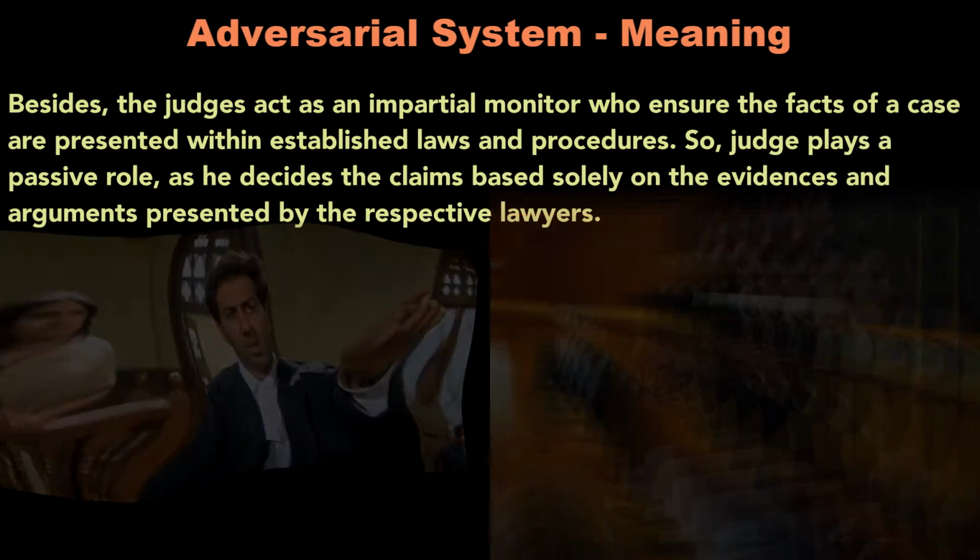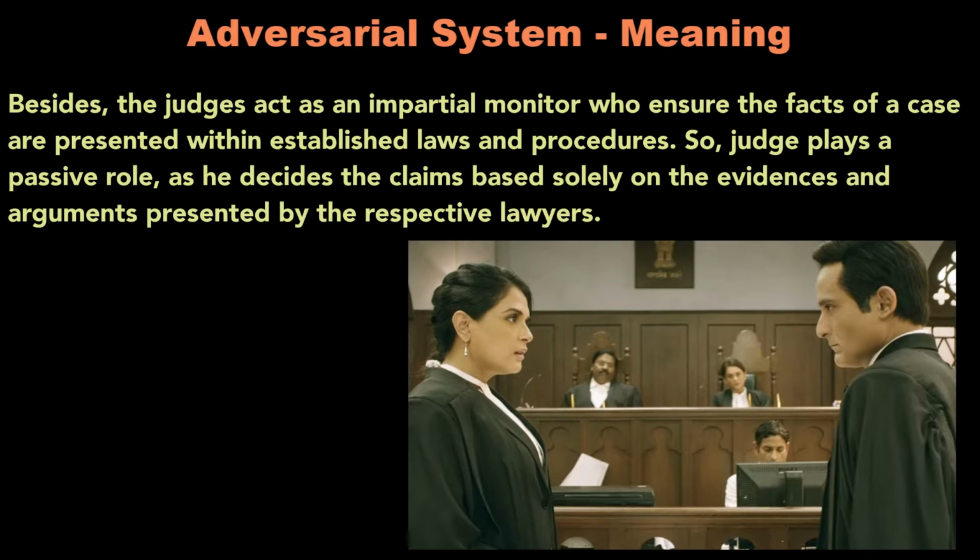Besides, the judges act as an impartial monitor who ensures the facts of a case are presented within established laws and procedures. So, the judge plays a passive role in the adversarial system as he decides the claims based solely on the evidences and arguments presented by the respective lawyers. So keep in mind, here in the adversarial system, judges are neutral and play a passive role.